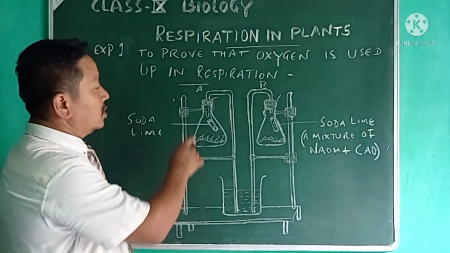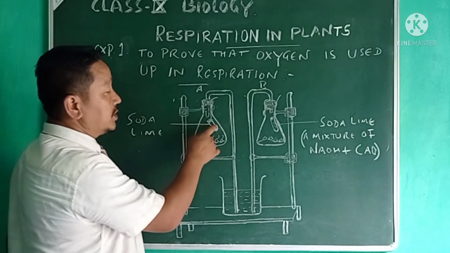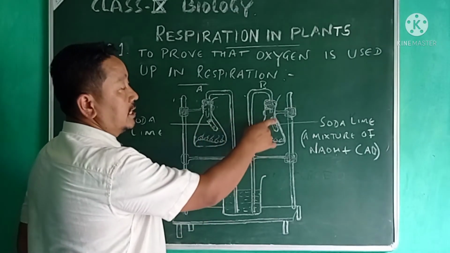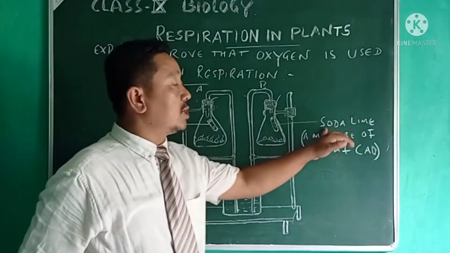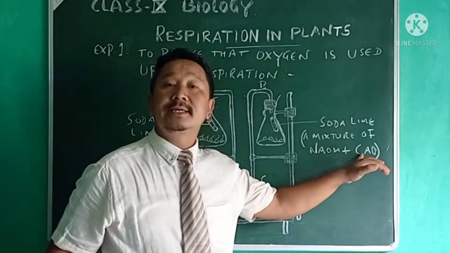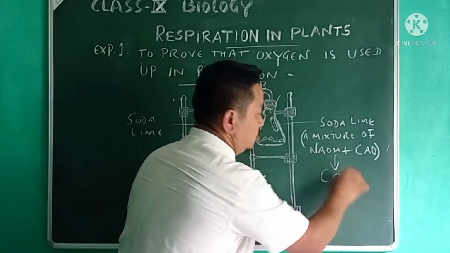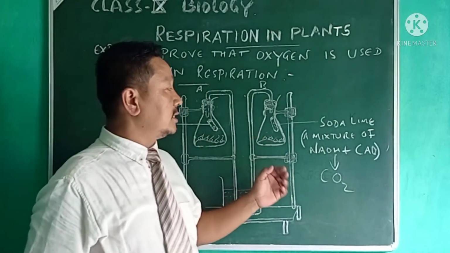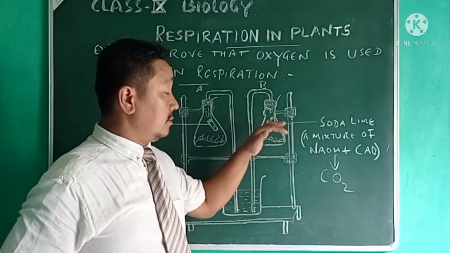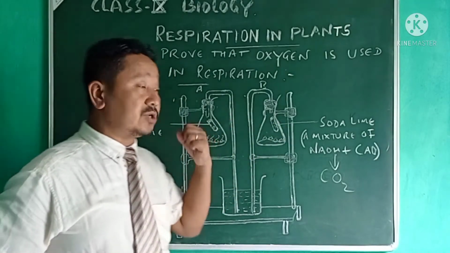Then in both flasks A and B, you see a test tube hung. You see the test tubes hung on both sides. This test tube contains soda lime, which is a mixture of sodium hydroxide and calcium oxide, and its function is to absorb CO2. If there is any carbon dioxide, it will be absorbed by the soda lime contained in this test tube. Both sides have soda lime, and its function is to absorb carbon dioxide.